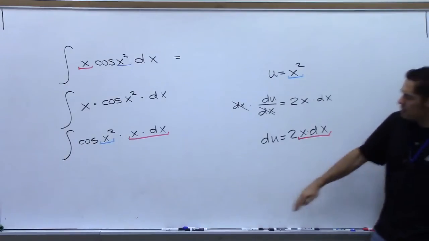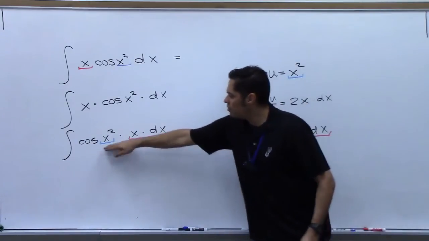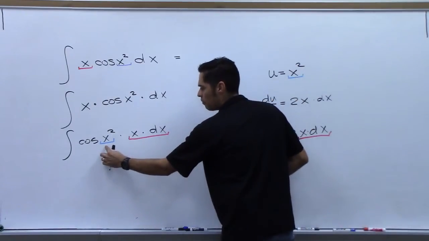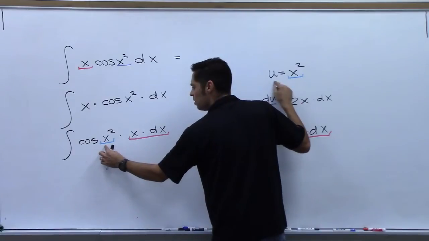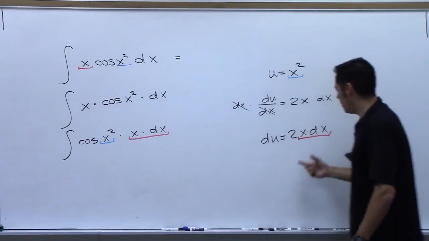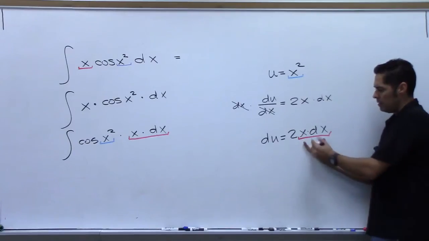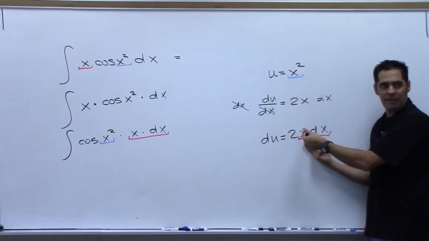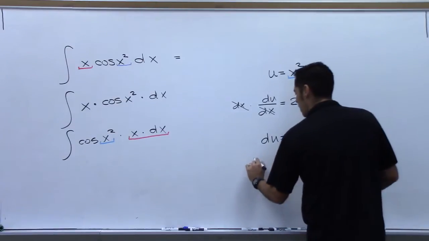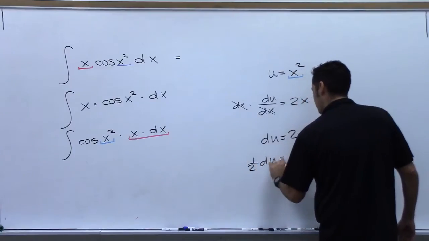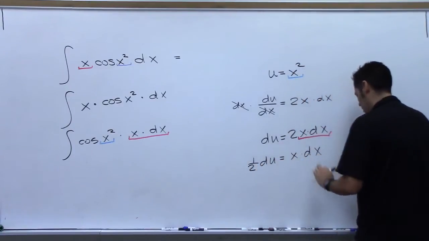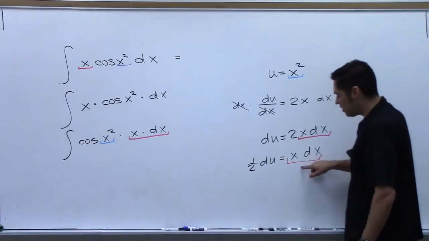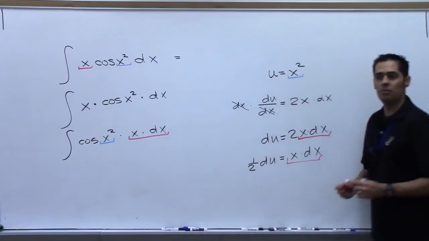So I have x dx here, and x squared. I could replace the x squared with what? U, right? Just u. That x squared becomes u. The x dx, I can replace it with what? Yeah, see the 2 here is a problem, right? So what I'm going to do is just scale both sides. Multiply both sides by a half. So if I multiply both sides by 1/2, then the right side is now exactly x dx. And so I can replace x dx right there with 1/2 du.